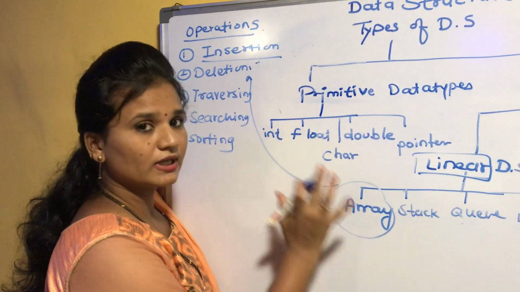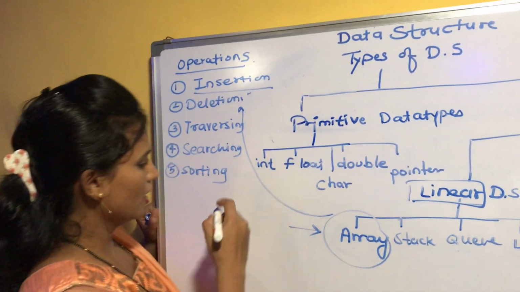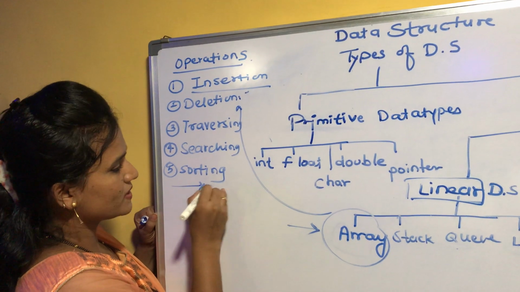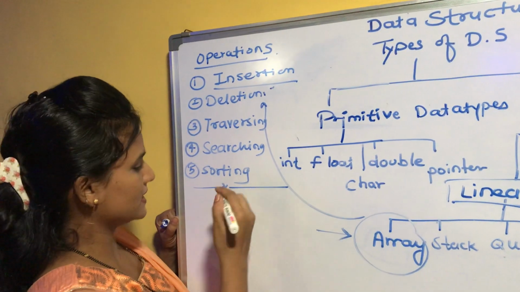Array is nothing but what? A collection of elements of similar type, isn't it? For example, we'll take the example from C language. Actually, array is also the concept of C language.